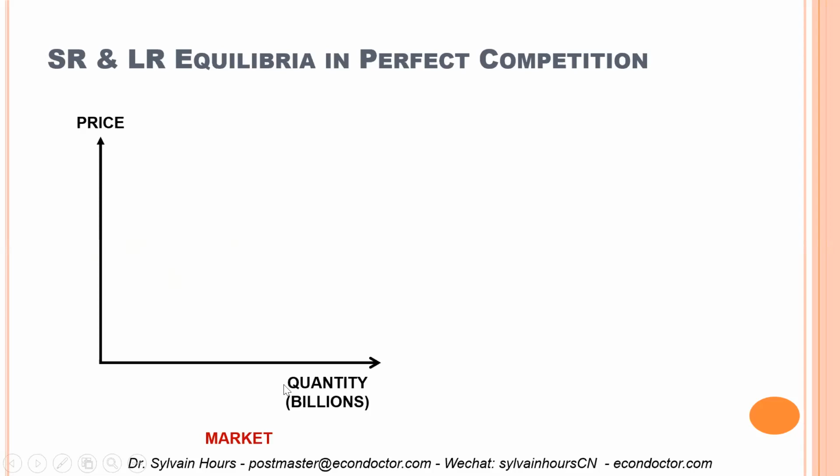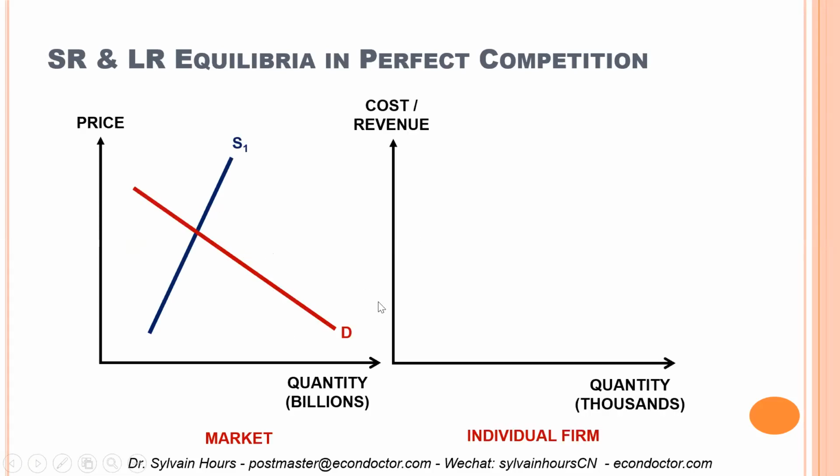I usually add this unit just to emphasize the fact that the quantity in the market is much, much bigger than the quantity for a typical firm. And make sure your students write market below the diagram so the examiner knows what your students are representing. So this is the market supply, this is the market demand that will determine the equilibrium price. And here on the right-hand side, I have an individual firm.